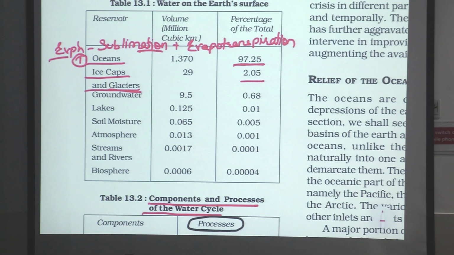Oceans are accounting for 97% plus, ice caps and glacier approximately 2%. Rest all of them can be counted as others, and we attempted the question: groundwater, lake, soil moisture, atmosphere, streams and rivers in decreasing order of the reservoir of water on the Earth's surface. So, oceans and ice caps have got the maximum share. Of course, when I compare them, oceans account for near all.